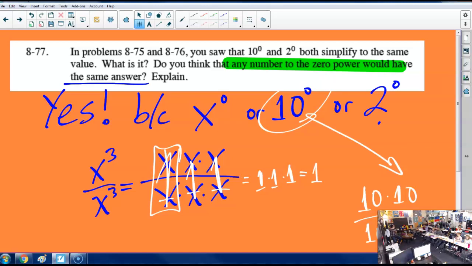So whatever you need to write on your paper, this is going to be on your test. I guarantee it. Zero power will be on your test. Whatever you need to write to remember: any value to a zero power, whether it's a positive value, a negative value, a fraction value, a decimal value, it doesn't matter. If it's to the zero power, it's 1.